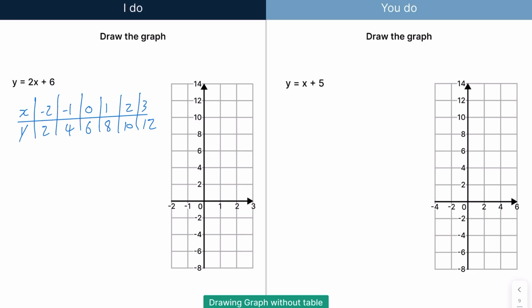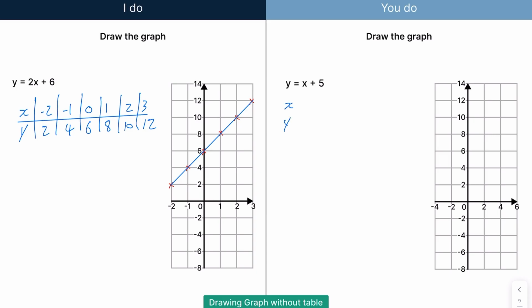So we have minus 2 and 2. We have minus 1 and 4, 0 and 6, 1 and 8, 2 and 10. And then we have 3 and 12. And then we're just going to use a ruler and a straight line to connect all of these. And that is that. So hopefully you've pressed pause and had a go at the example on the right.